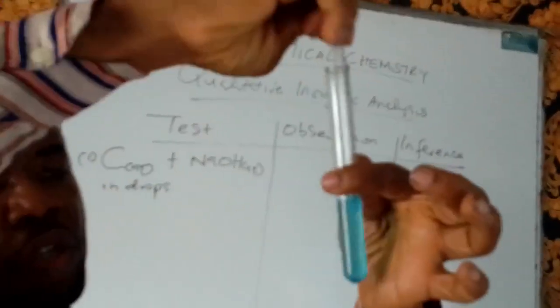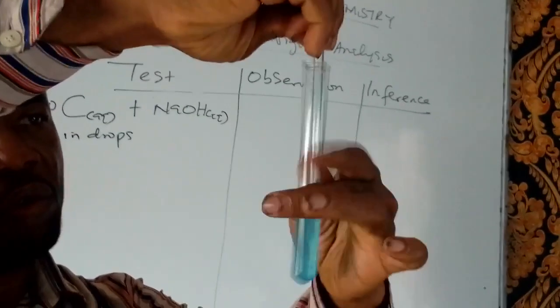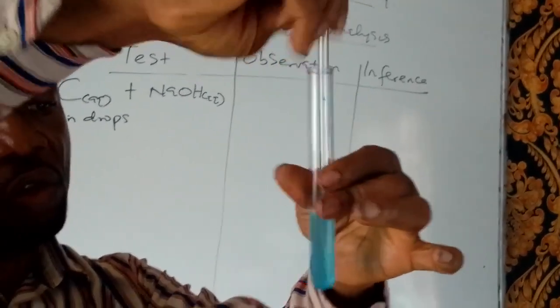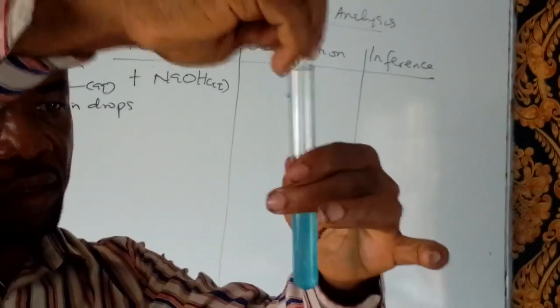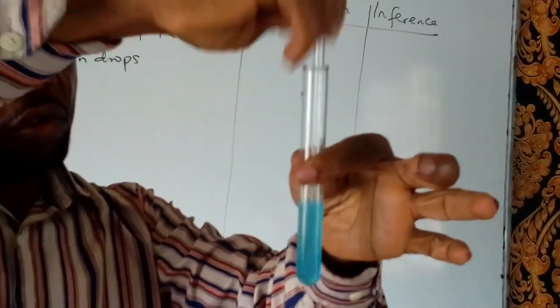So the salt is almost gone in the water. So we want to know the cation inside this salt. You see it's gone, dissolved, giving us a homogeneous solution or mixture.